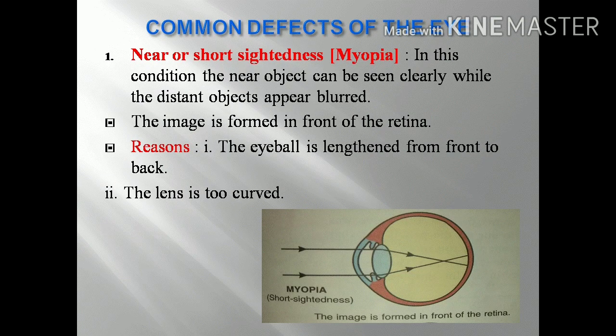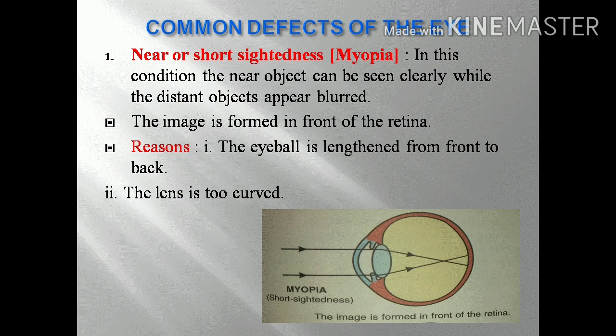Next, common defects of the eye. First one, nearsightedness or short-sightedness, which is called myopia. In this condition, the nearer object can be seen clearly while the distant objects appear blurred. Here, the image of the distant object is formed in front of the retina.